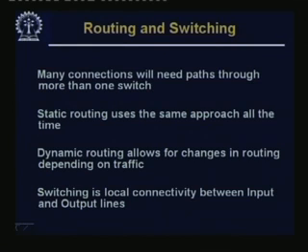Static routing uses the same approach all the time, that means the same destination is routed through the same path all the time. Dynamic routing may allow changes in routing depending on traffic, that means some part of the network may be congested, so it might want to avoid that part and go to the same destination through some other path. As we have seen, at least in telephone networks, because of the way we distribute the telephone numbers to subscribers, it is easy to route. You can look at those incoming digits and just decide on the route. And switching is the local connectivity between input and output lines.